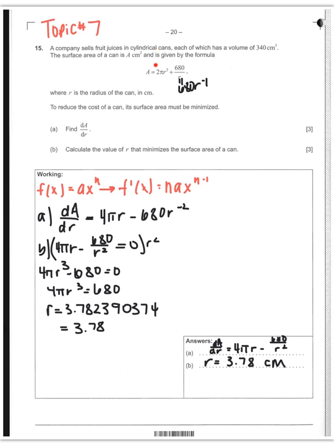So you bring your power down in front. 2 times 2 is 4 times pi. Reduce your power by 1, you get r. Bring your power down in front. Negative 1 times 680 is negative 680. Reduce your power by 1, you get r to the negative 2.